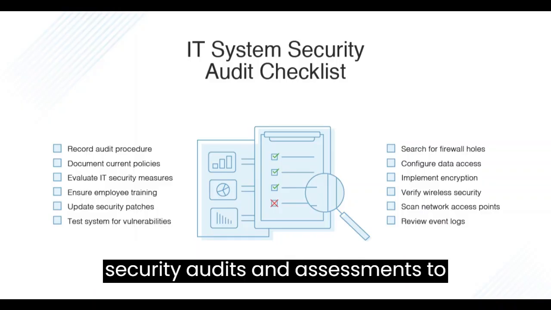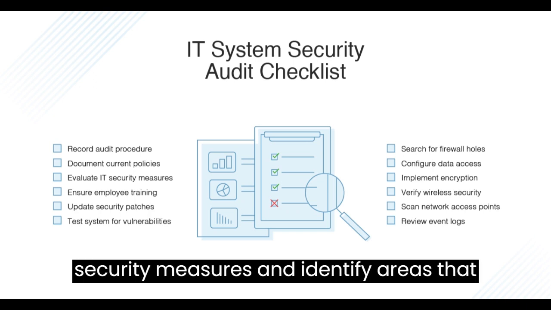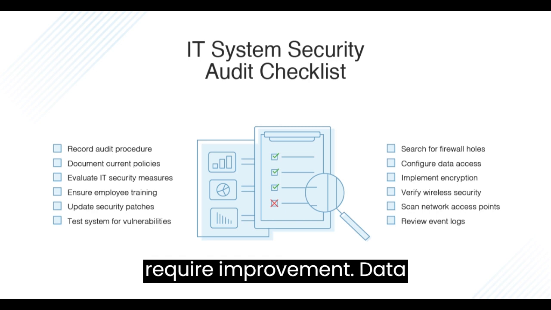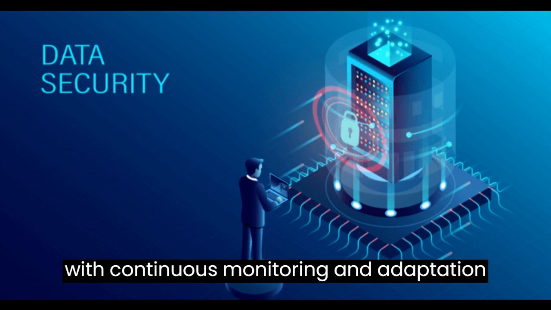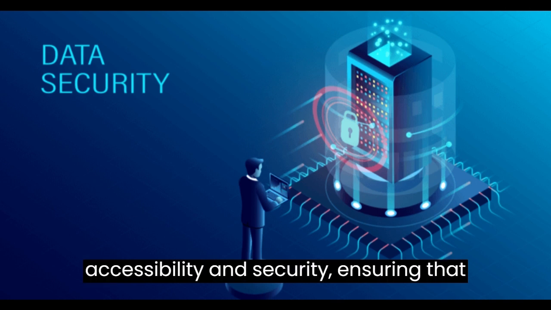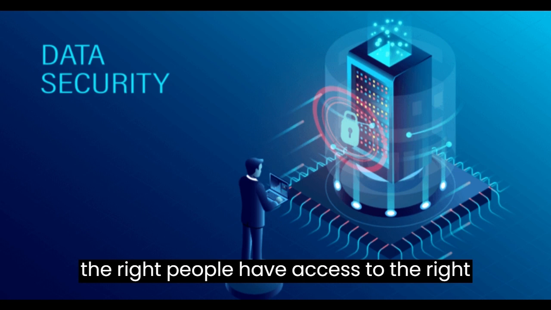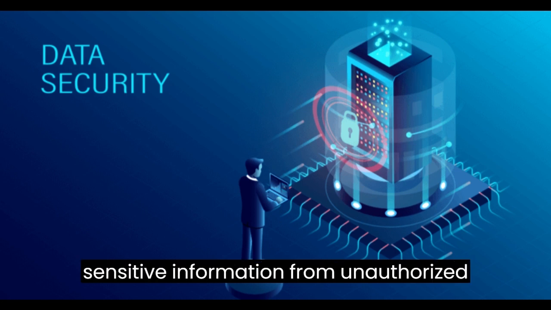Conduct regular security audits and assessments to evaluate the effectiveness of your data security measures and identify areas that require improvement. Data security should be an ongoing process, with continuous monitoring and adaptation to evolving threats. It's crucial to strike a balance between data accessibility and security, ensuring that the right people have access to the right data at the right time while protecting sensitive information from unauthorized access or breaches.